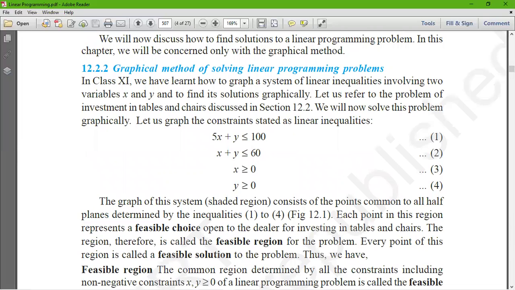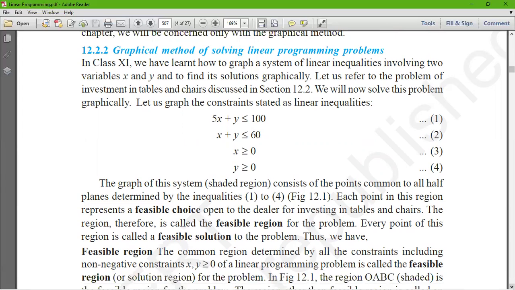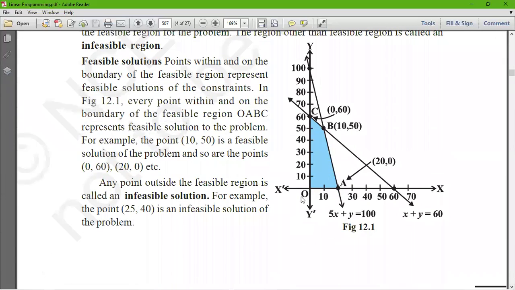That means when we put the values of x and y, the final value must be less than or equal to 100. Then for 0, 0: 0 is less than or equal to 100. It's true. Therefore, the region lies on the side of the line where the origin lies. Then our region is this one, from this line to this line.